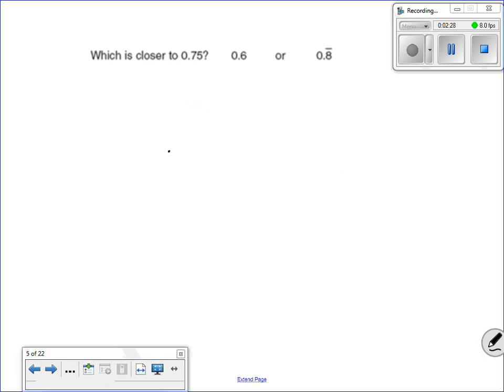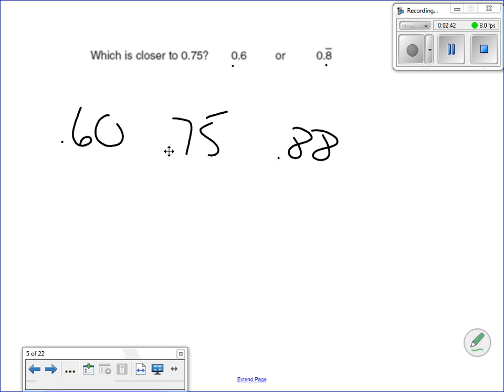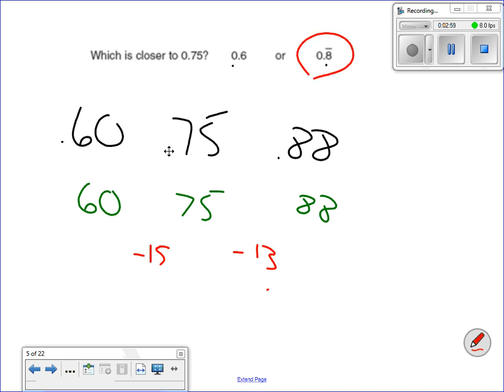We're dealing with 0.75. Let's take a look at this number. I'm going to write this as 0.60. I'm going to write this one as 0.88. This bar means that it's 8 continuing on forever, okay? Now I'm taking a look at the difference here. I'm going to read these once again as the number 60, the number 75, and the number 88. Well, what's the difference? I have a difference of 15 here and I have a difference of 13 here. So which one's closer? A smaller number means it's closer. That means 0.8 continuing is closer.